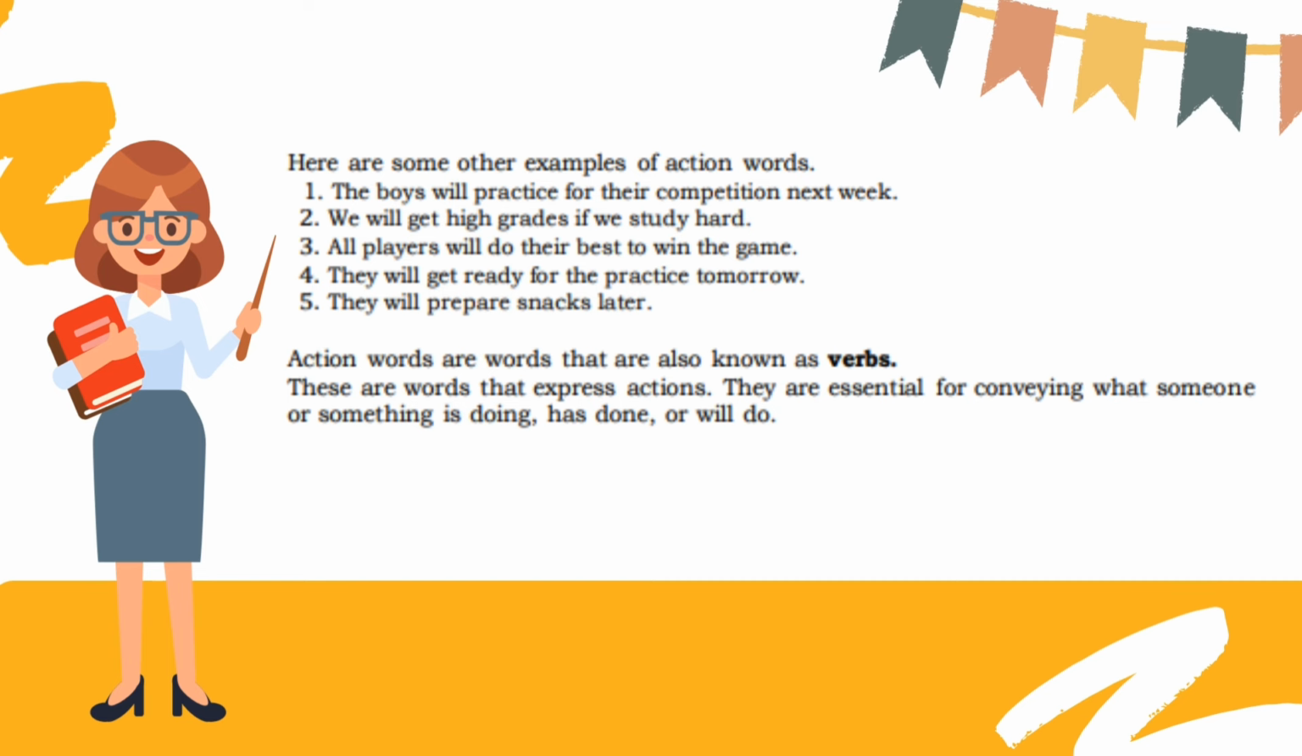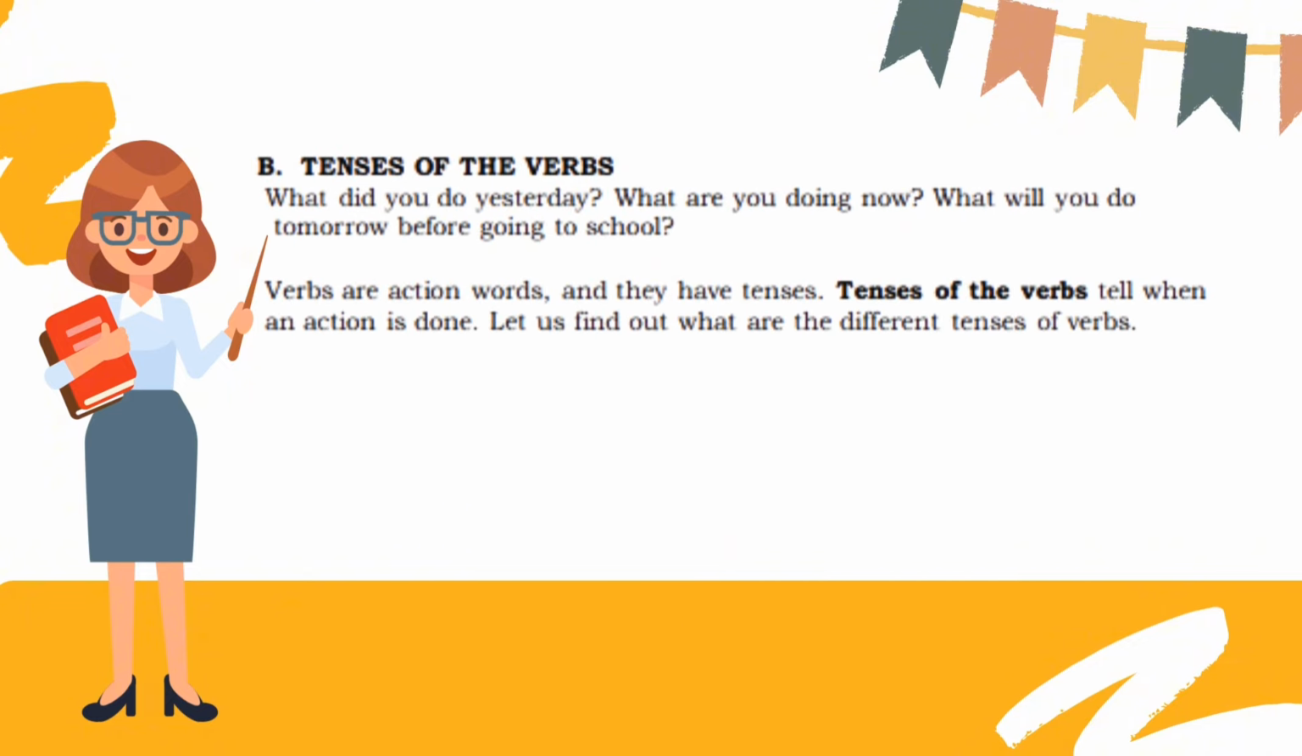Action words are also known as verbs. These are verbs that express actions. They are essential for conveying what someone or something is doing, has done, or will do. Now, upon hearing those phrases, we go to the tenses of the verbs. What did you do yesterday? And what are you doing now? And what are you going to do tomorrow before going to school?